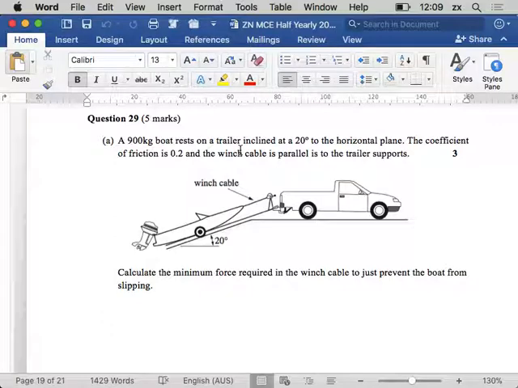Now if I type that all into a calculator, I get 3078 minus 1691, which comes to 1386.73. Good job.